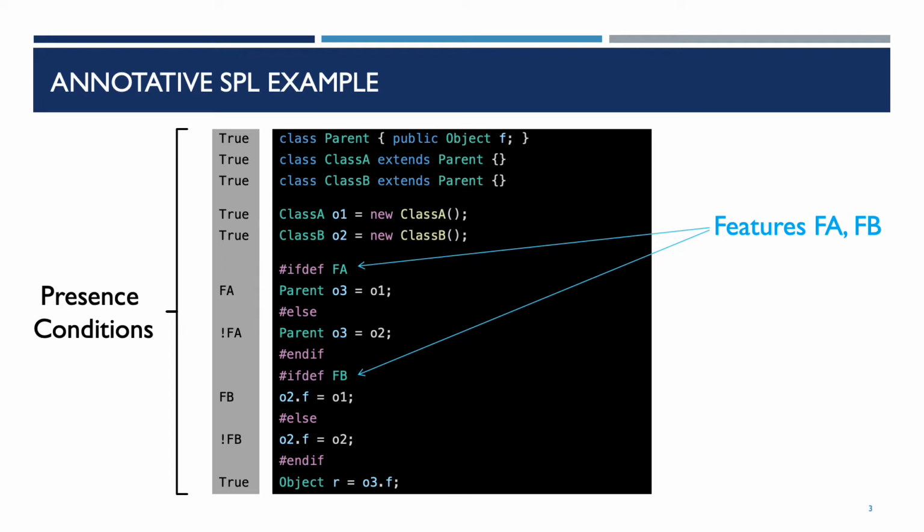So all the lines with presence condition of true are present in all product variants. The line with presence condition FA is only present when feature FA is included in a product, while the line with presence condition not FA is only present when the feature FA is absent or not included in a product. And similarly for feature FB.